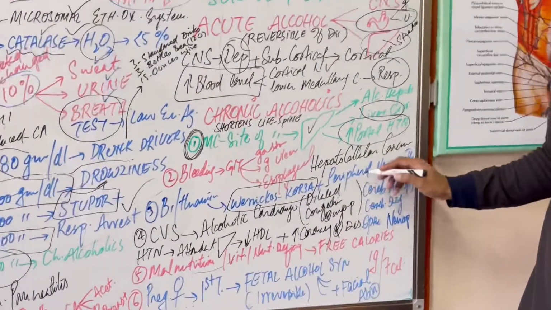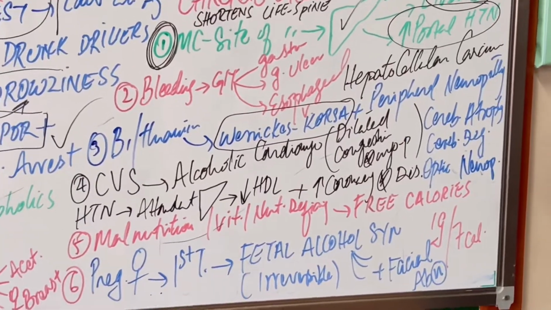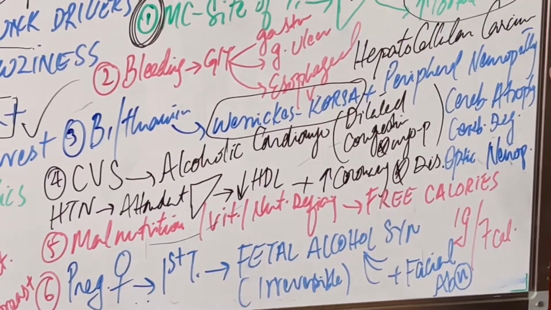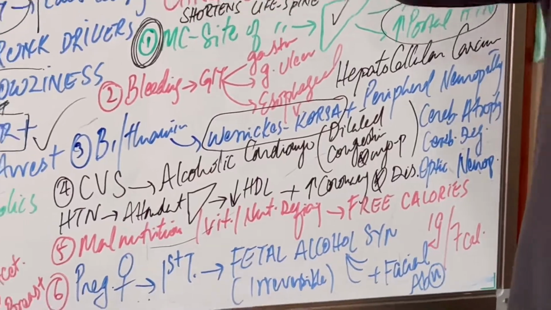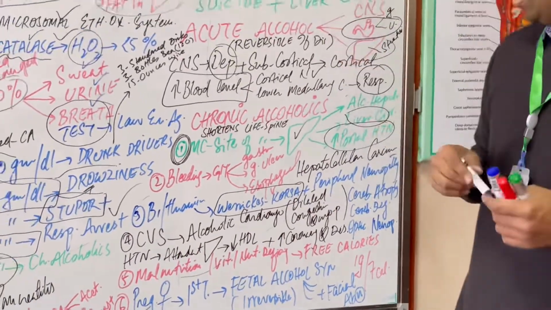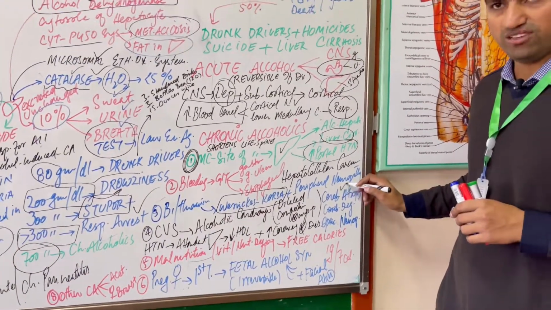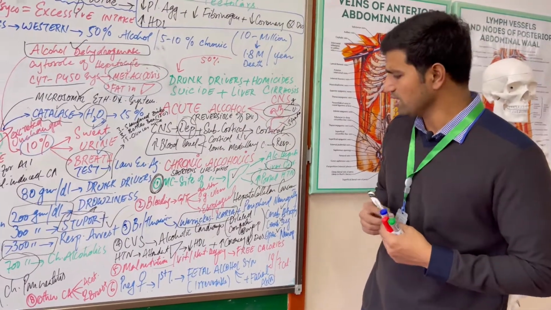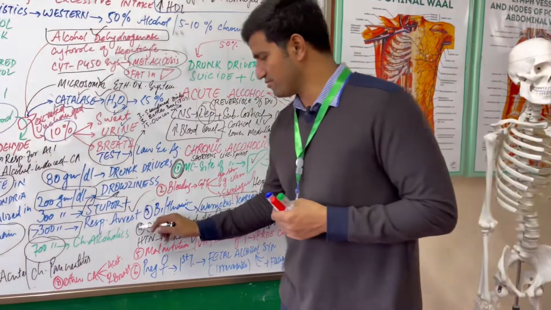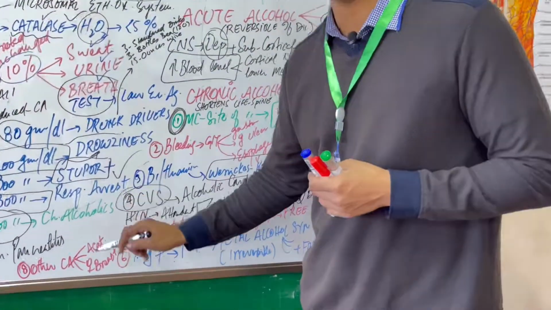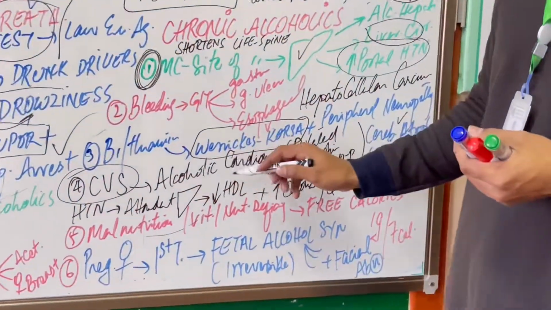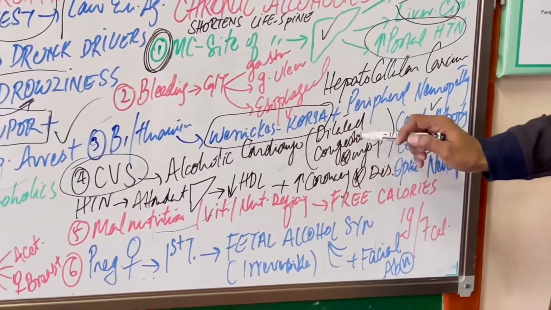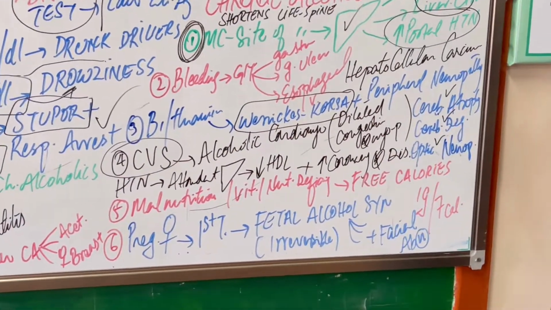And then it also causes peripheral neuropathies. You can say the neuropathy or impairment of the neurons present outside the brain and spinal cord. And then there is cerebral atrophy, cerebellar degeneration, and optic neuropathy. And then fourthly, we have features associated with the cardiovascular system, in which alcoholic cardiomyopathy, more specifically dilated congestive cardiomyopathy.